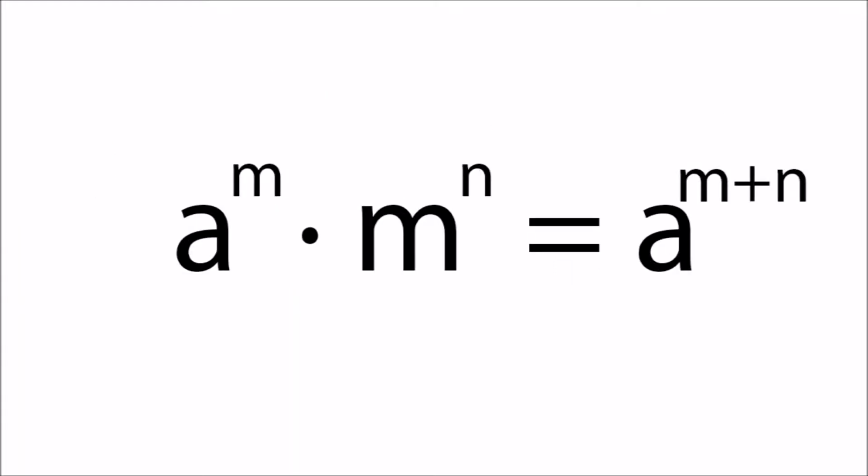Next up is the product rule. In the product rule, this says to multiply two exponents with the same base. You keep the base and add the powers.